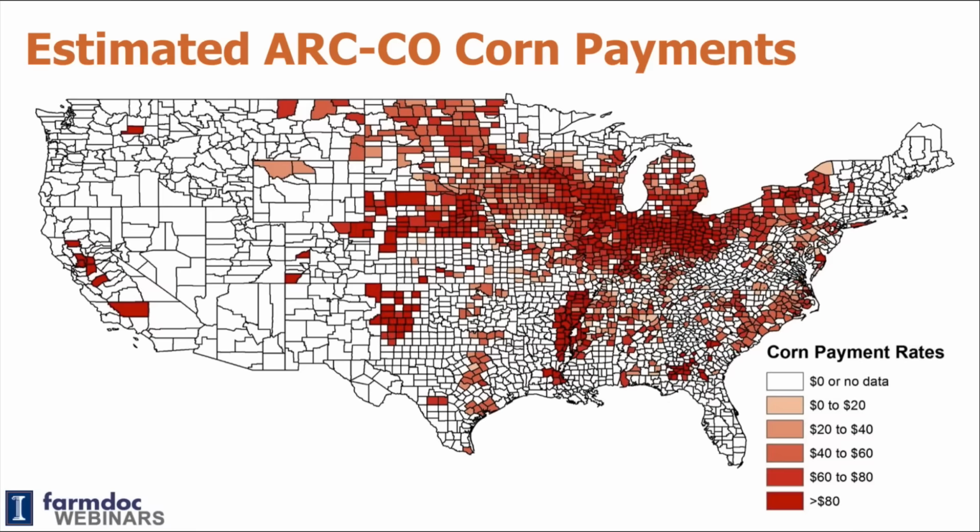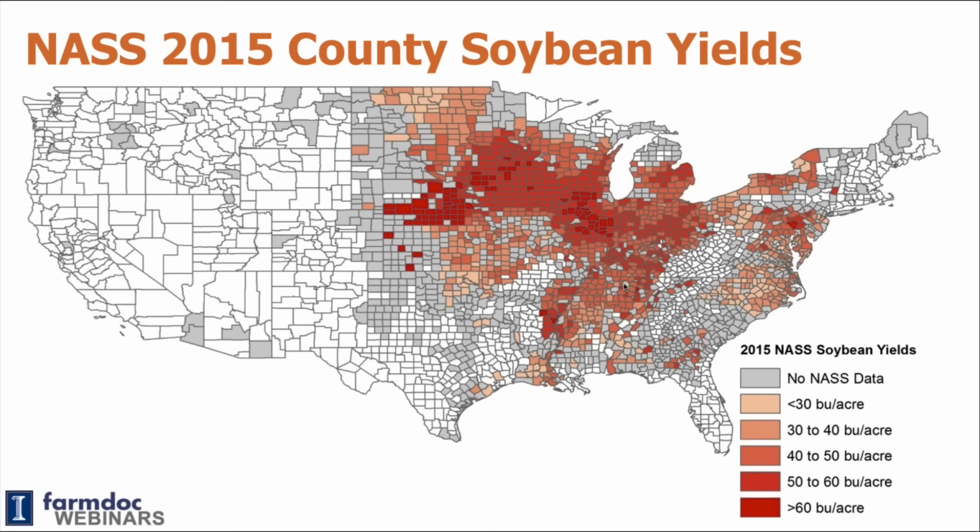And you can see a lot of dark red on the map here with payment rates in the $50 or more or $60 or more per acre, in terms of payments that'll be received on corn base. Again, that's assuming that we have a $3.60 price. If those prices go up, which would be a good thing, those payments would go down.